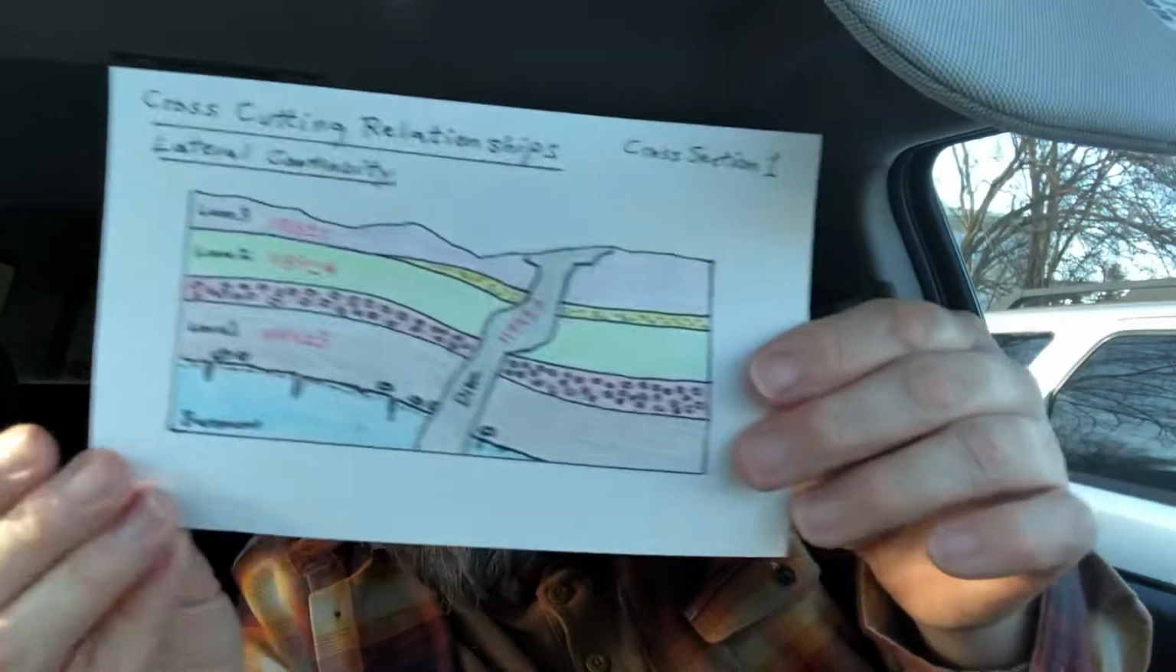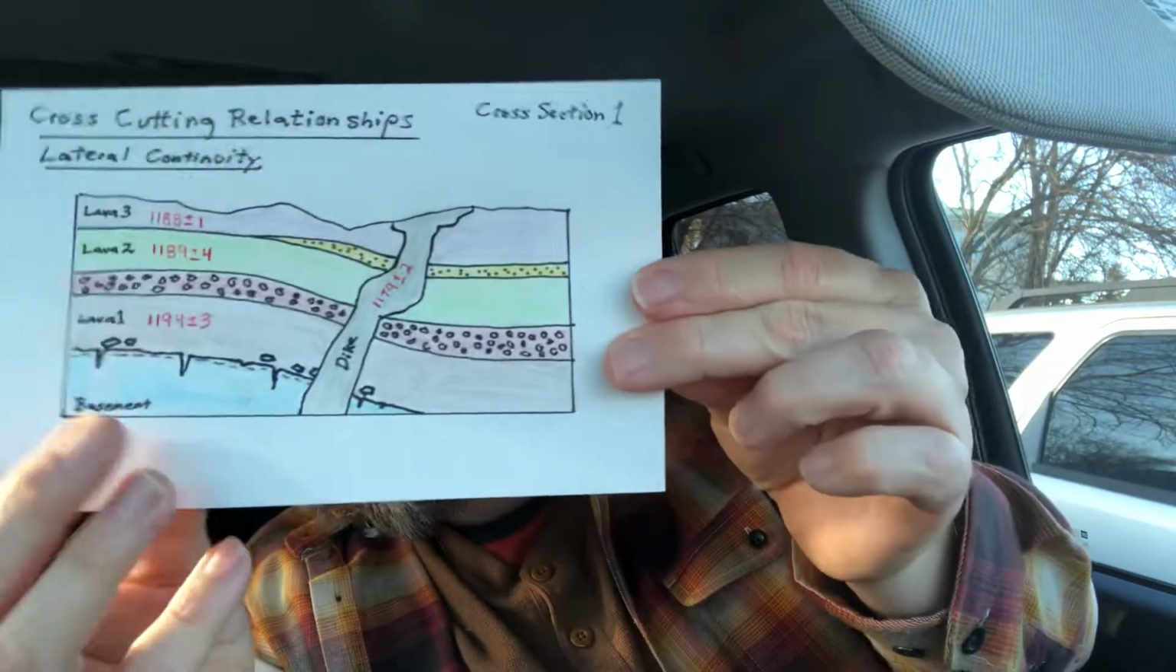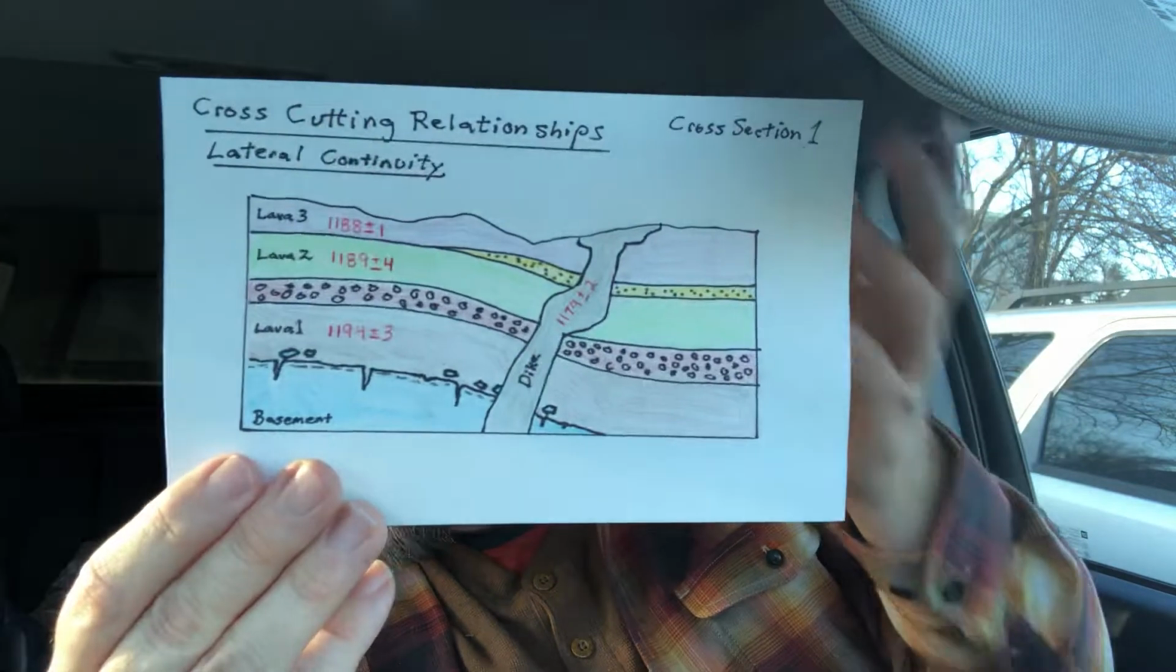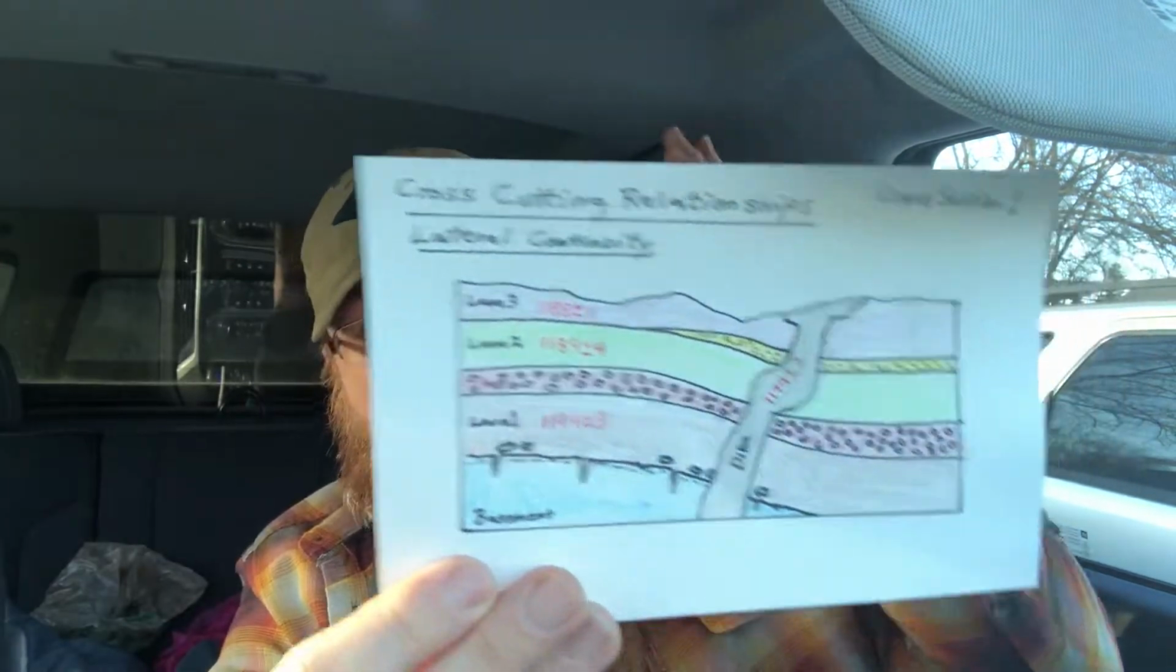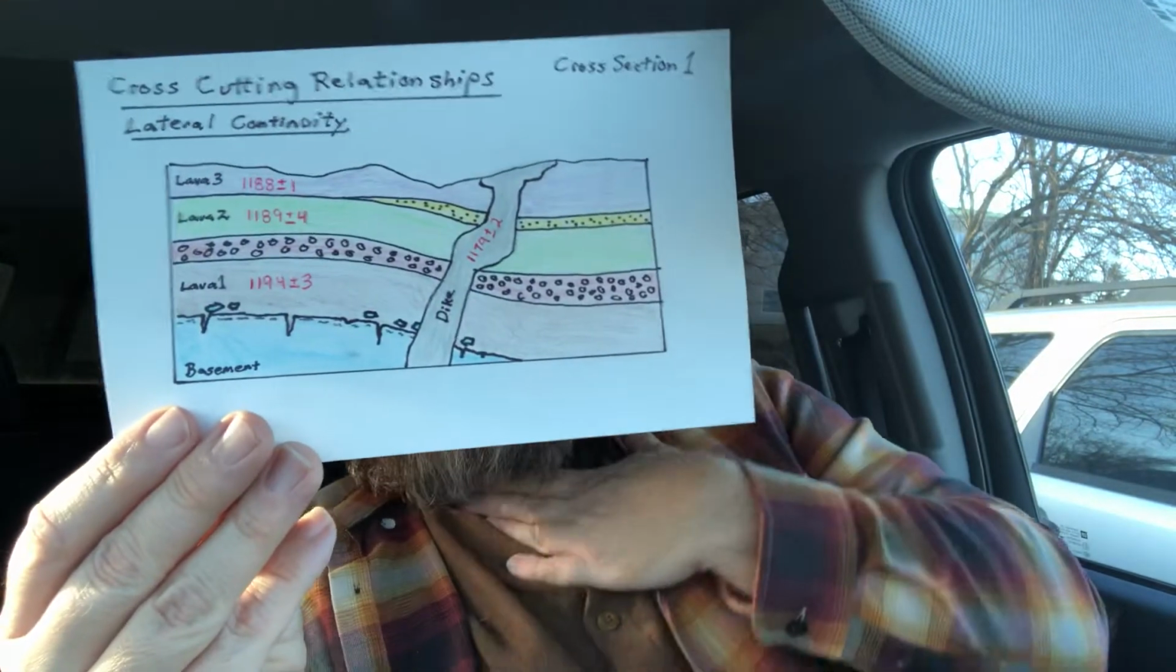Okay, so, oh, I forgot to put a date on the basement. We'll say it's 2 billion. We'll say it's a 2 billion year old granite. Okay, sorry, I forgot to do that, my bad. Okay, so those all line up with one another, okay?